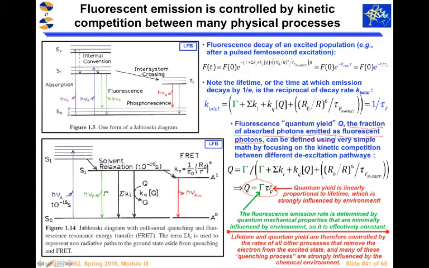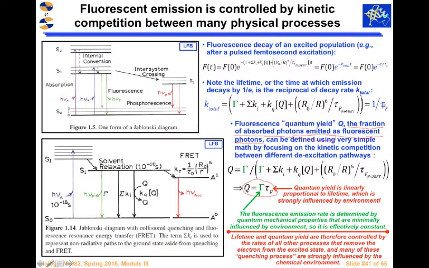So what is lifetime? This will be explained more carefully later in the presentation, but to give you what you need to know to solve the problem, you really don't need to know anything more than the fact that lifetime is the reciprocal of this total rate constant, right? So basically, the denominator in the quantum yield equation is equal to the total rate of decay of the population. The total rate of decay is going to be the reciprocal of the lifetime, right?